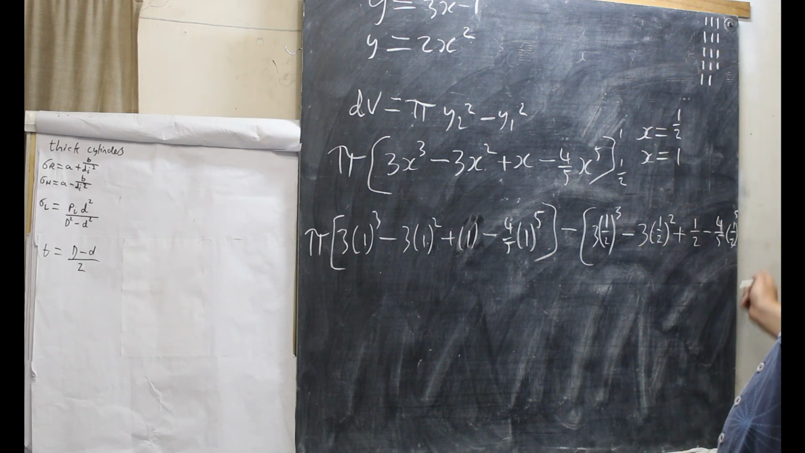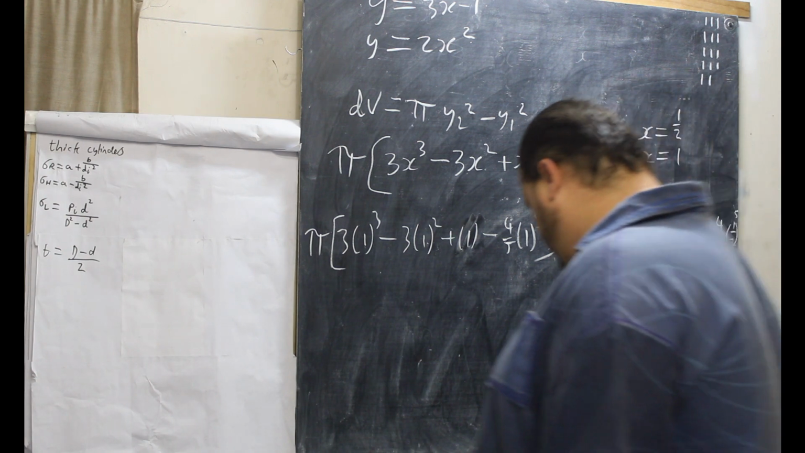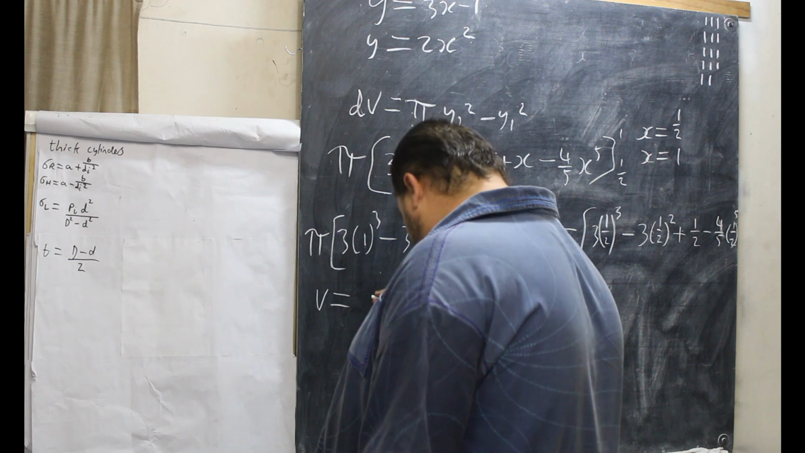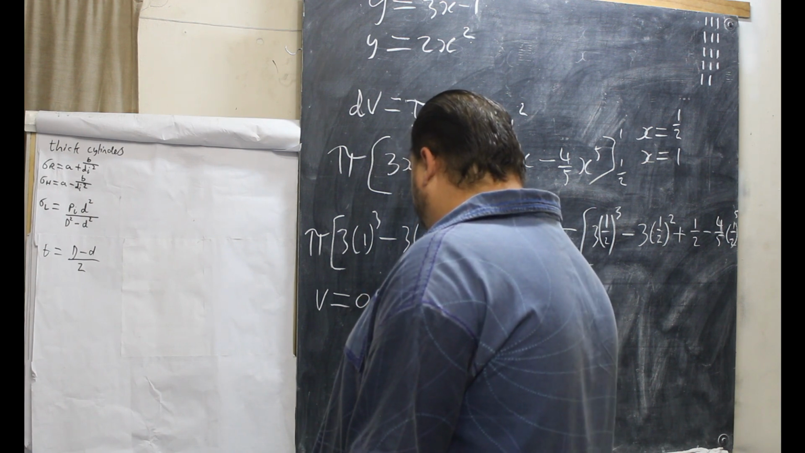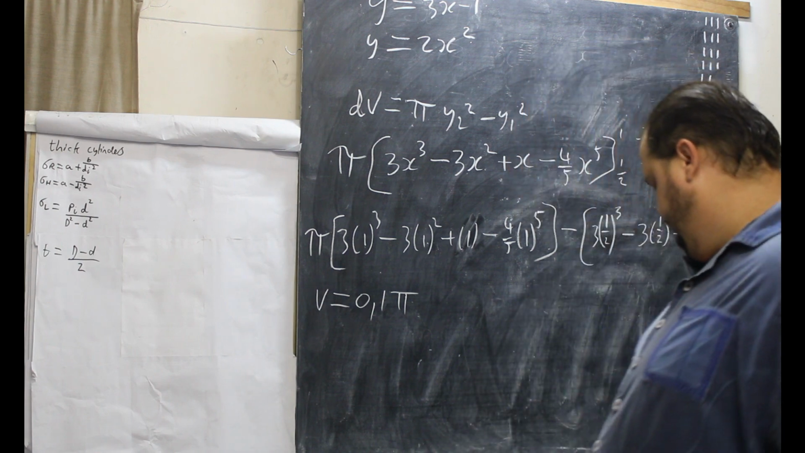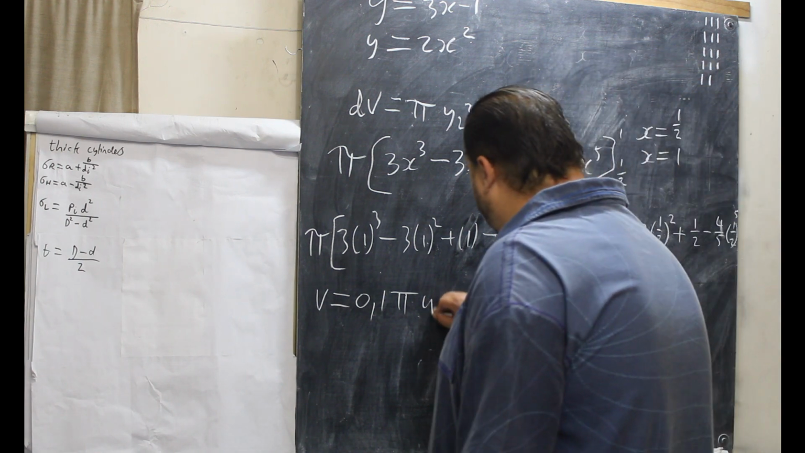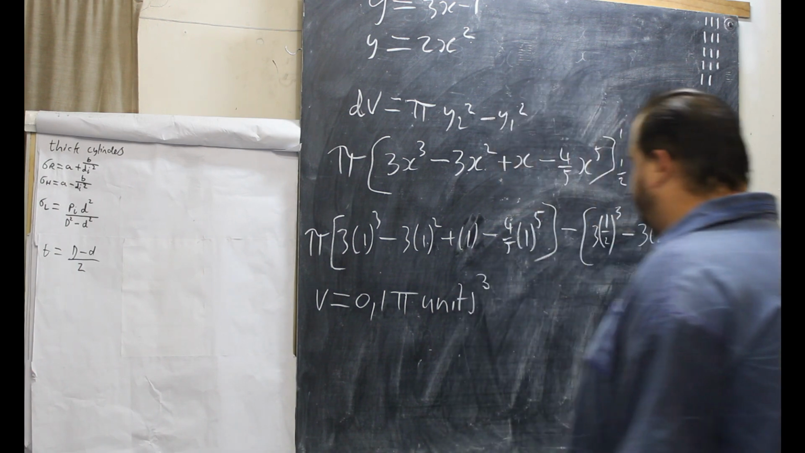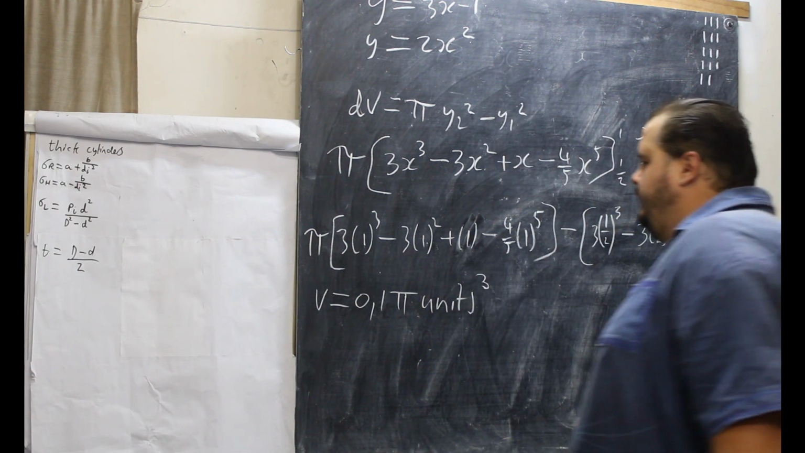Now put all this in your calculator and you will get V is equal to 0.1 pi units cubed. Now we're going to move on to the next section.